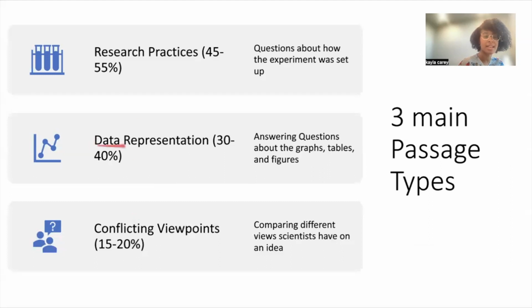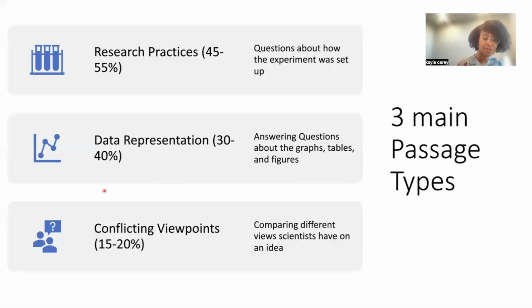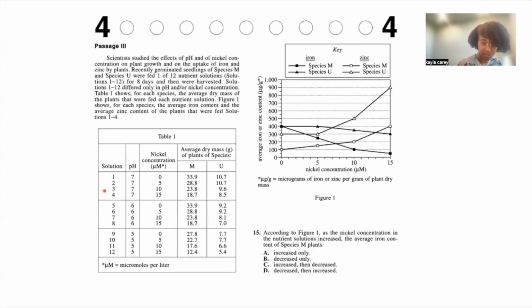So now we have data representation. That's the second type, which is 30 to 40% of the exam. And you're going to be answering questions about the graphs, tables, and figures. Now, research practices also has a lot of graphs and tables and figures, but the difference is if we go back to our research practices, it's going to be specifically about the different experiments and the differences between the tables for them. Data representation is going to be more specifically less about the different experiments and more about the graphs themselves and the tables themselves.